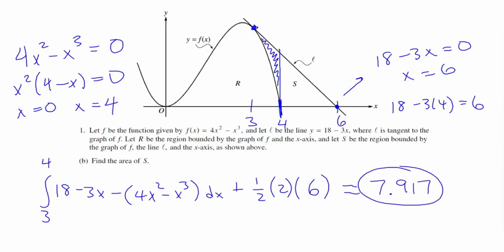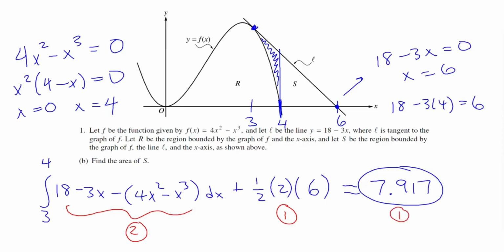And they give you 4 points for that. They gave you 2 points for the integral of the non-triangular region portion, 1 for the area of the triangular region, and 1 for the final answer.